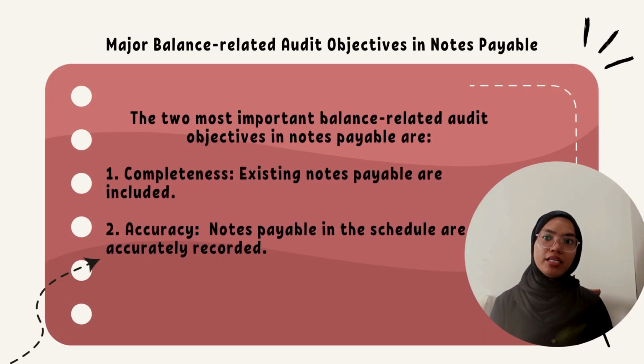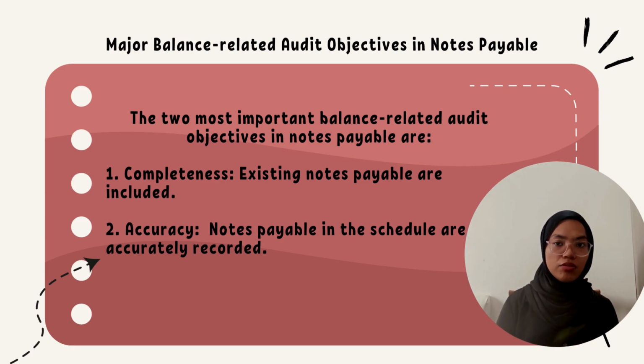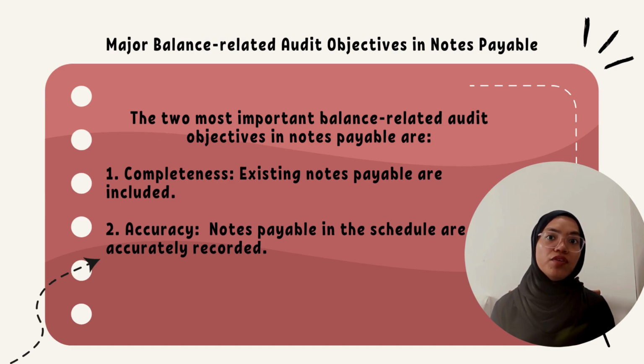Next, I will present the major balance related audit objectives in notes payable. The two most important balance related audit objectives in notes payable are: one, completeness, existing notes payable are included, and two, accuracy, notes payable in the schedule are accurately recorded. These objectives are vital because a misstatement can be material if even one note is omitted or incorrect.